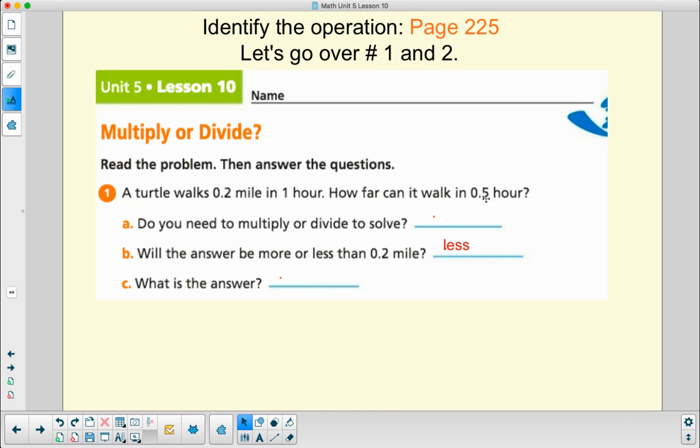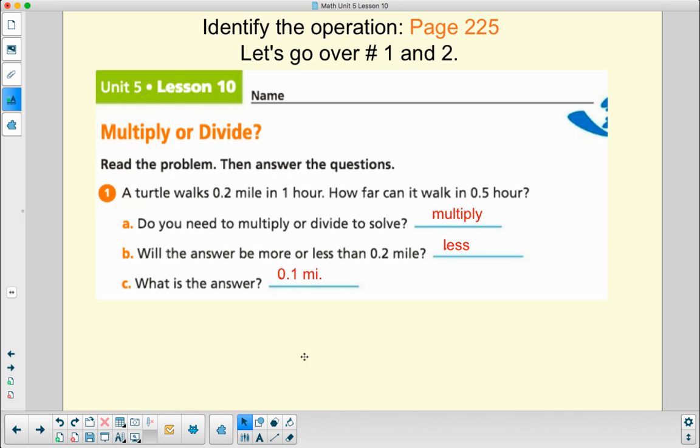But as I look at this, he's walking 1/5 of an hour. 1/5, or 5/10, of an hour means it's 5/10 of a group of 2/10 of a mile. A group of something is multiplication. So I need to multiply. But I said that'll give me less. Well, what's my answer end up being? 1/10 of a mile. That is less than 2/10.